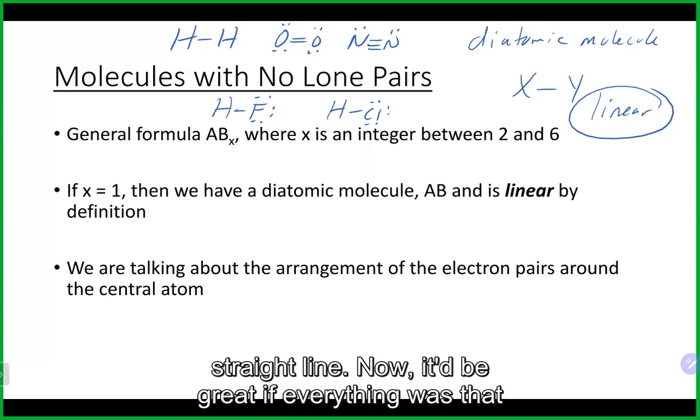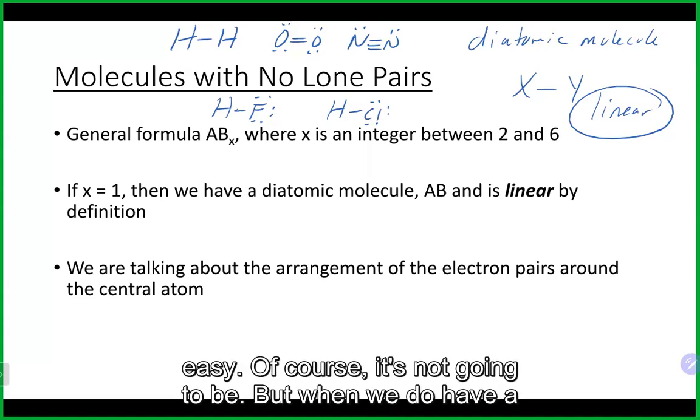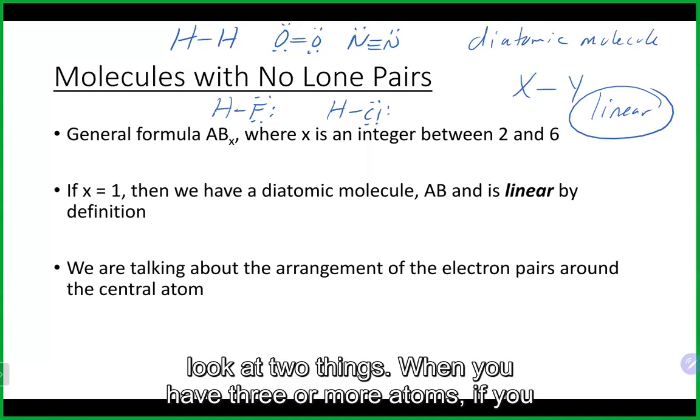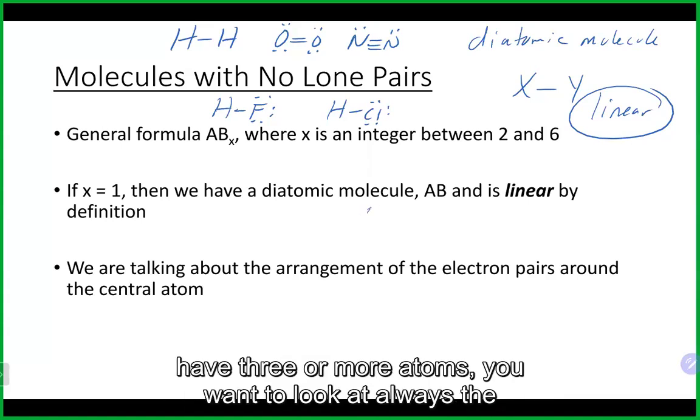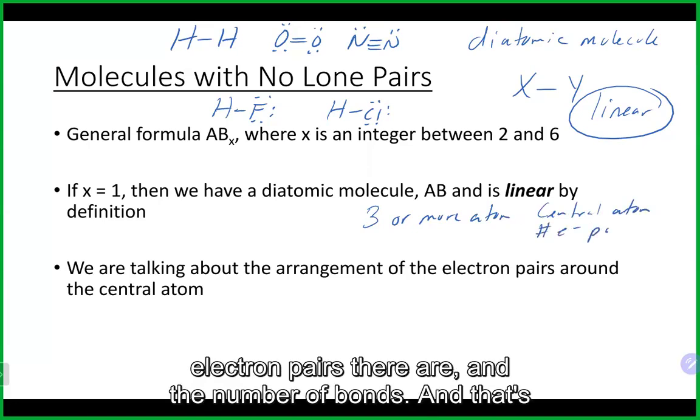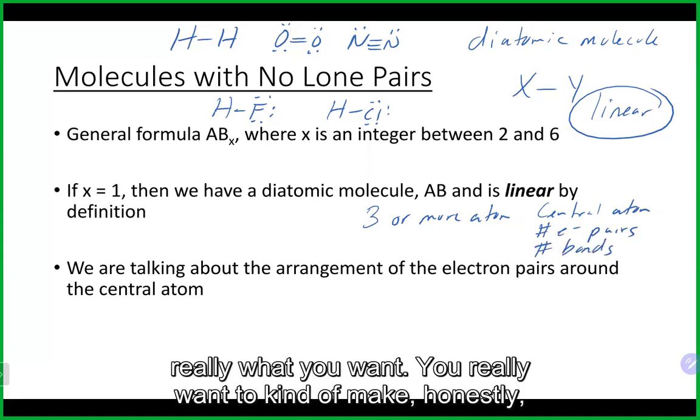Now, it'd be great if everything was that easy. Of course, it's not going to be. But when we do have a central atom, or we have three or more atoms, we really want to look at two things. If you have three or more atoms, you want to look at always the central atom, and you really want to count the number of electron pairs there are and the number of bonds. And that's really what you want.